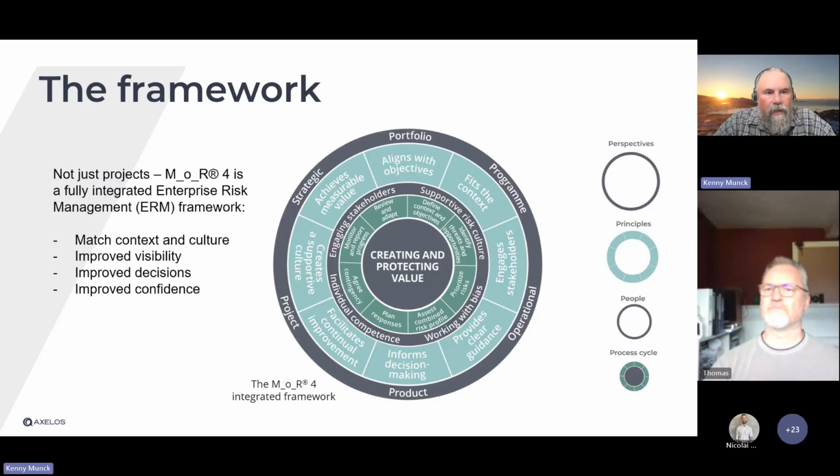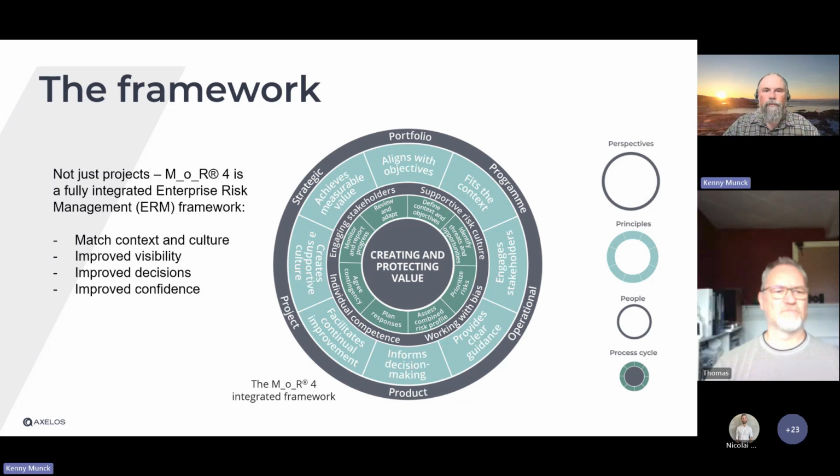If we take a look at the framework, as I also wrote on this slide, it's not just project, it's a fully integrated enterprise risk management framework. And the idea is that it should match the context and culture. By that, the statement is pointing towards a culture and context looking at the operational level, for instance, on the factory floor, is very different from the culture and context that you would normally see in, for instance, the admin part of an organization or even the leadership part of the organization.